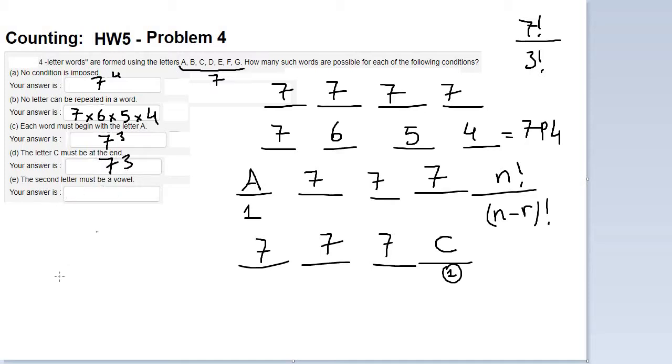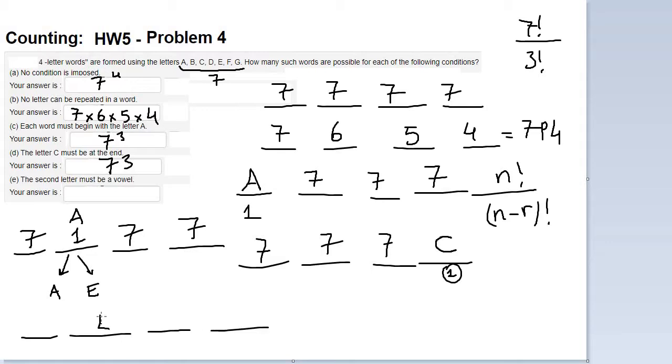The second letter must be a vowel. We have coordinates of 4 and the second letter is a vowel, and we have only 2 options here, either A or E. For the situation A, we have 1 option here, which is A, and we have 7 options here, 7 options here, 7 options here. For E, the second coordinate is E, and we have 7 options here, 7 options here, 7 options here. And if we combine this, it's going to be the number of ways. So it's going to be 7 to the 3rd plus 7 to the 3rd. Or you can condense it and write 2 times 7 to the 3rd. Either way, it is the answer.